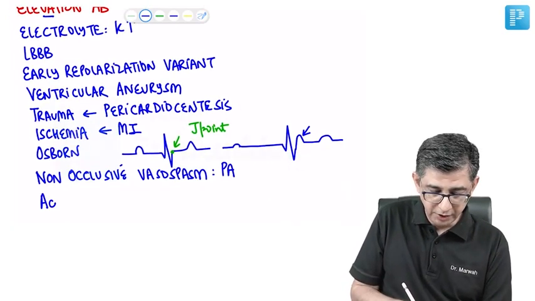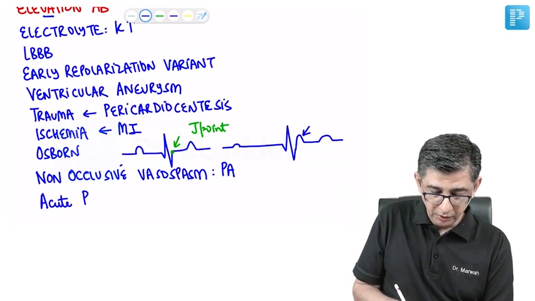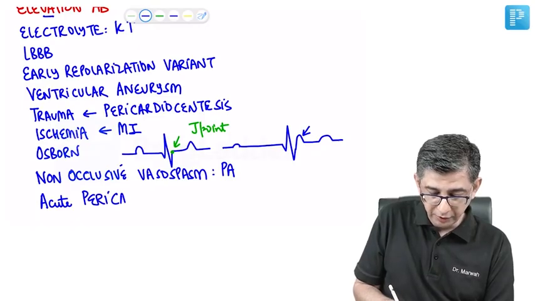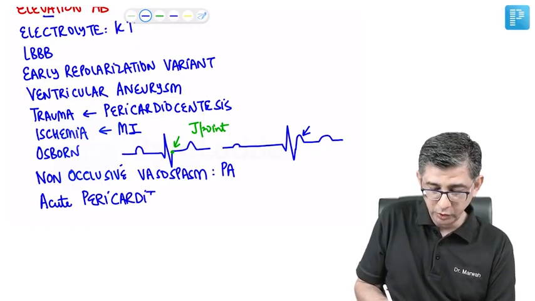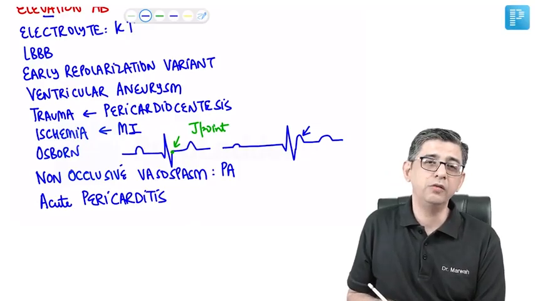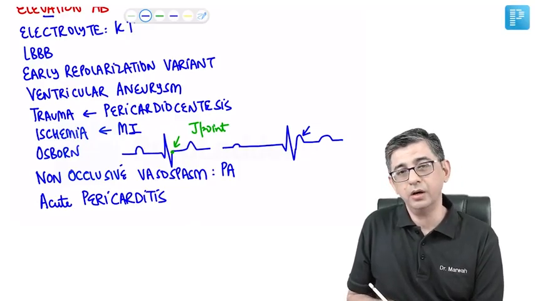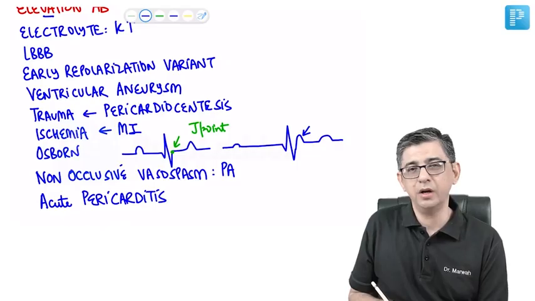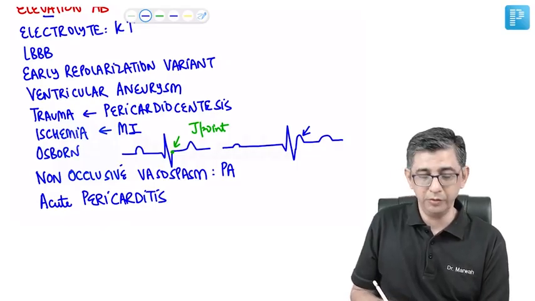Then alphabet A would stand for acute pericarditis. Right in the starting of this video of cardiovascular system, I told you that ST elevation, if it is concave upwards, present in majority of leads, that would be pericarditis, along with the clinical history, pericardial friction rub, that will make it easier for you.